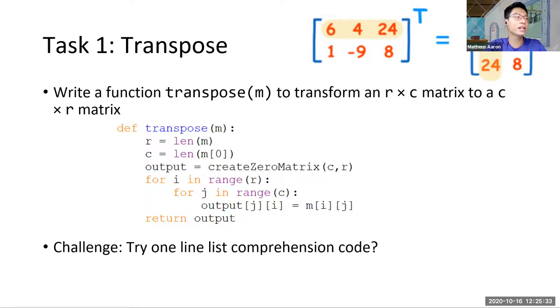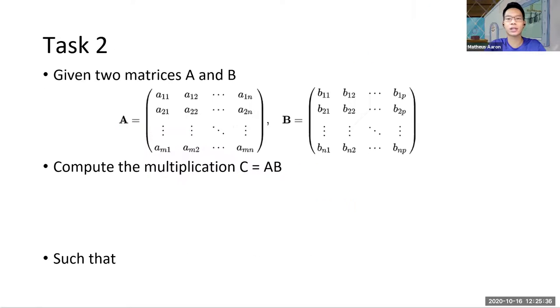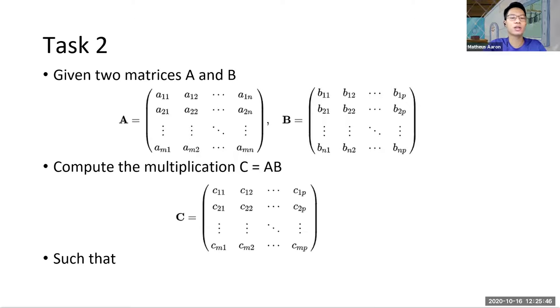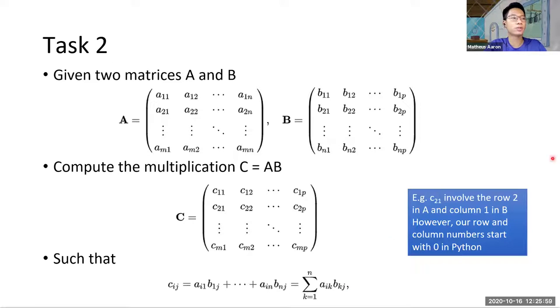The next task is slightly different. We are given two matrices, A and B, and we need to compute the multiplication. We need to multiply A and B such that we have one matrix, and this is the formula. Don't worry about the formula yet.